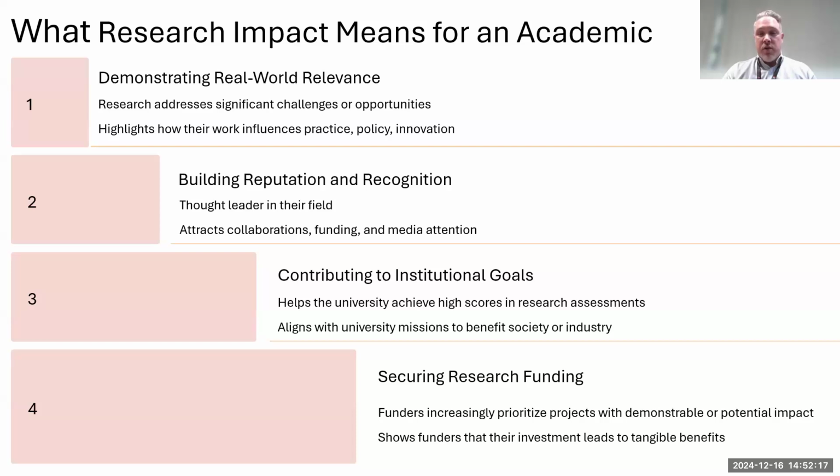So it helps the university achieve higher scores in their own research assessments, and the impact also aligns with the university missions to benefit society or industry or other sectors. Another aspect is that it helps the academics and the universities secure more research funding, because by demonstrating the impact of your research, funding authorities, funding sources, or investors increasingly prioritize these projects compared to other projects that haven't demonstrated this impact in society. Also, the funders, especially private funders, want to see that the investment has an actual effect in the world and has tangible benefits. I would say an additional fifth element to this table is that in the universities, it helps with career progression for academics at a faster pace.